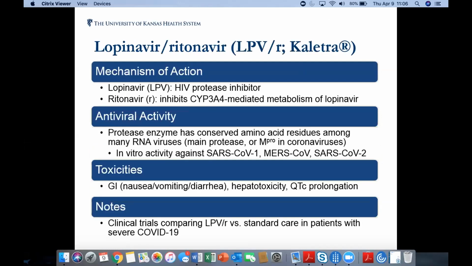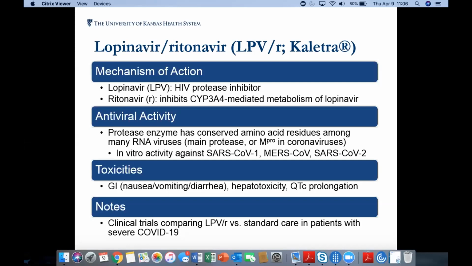Lopinavir, ritonavir, or Kaletra. Lopinavir's primary mechanism is to inhibit the HIV protease enzyme, and ritonavir is a pharmacokinetic booster that inhibits CYP3A4-mediated metabolism of lopinavir. As I said before, the primary mechanism is against the HIV protease, but a number of different RNA viruses do have a conserved protease enzyme, and those amino acids do appear to be conserved. So if a drug has activity against one protease enzyme, it may have activity against other protease enzymes. And that's what we see for lopinavir with regards to its activity for HIV, as well as for coronaviruses.